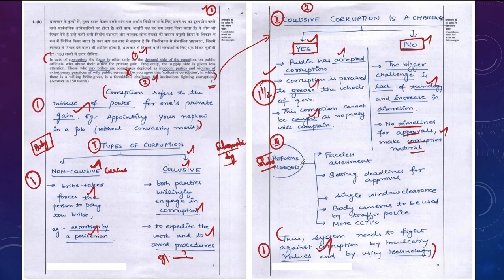Let's now go to the third major component, that is the reforms needed: faceless assessment, setting deadlines for approval for any works to be done. Then single window clearance also will simplify the corruption process or eradicate it. Body cameras to be used by traffic police and more CCTVs. Overall, if you look at it, she has written 5 points. You will be getting 2.5 marks for the reforms needed segment, students.